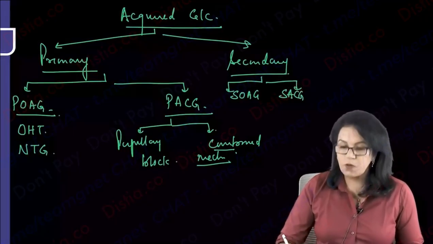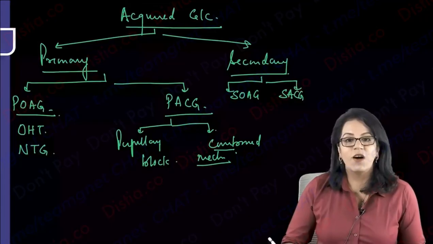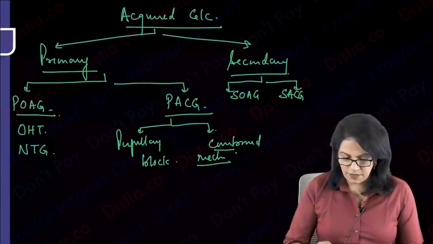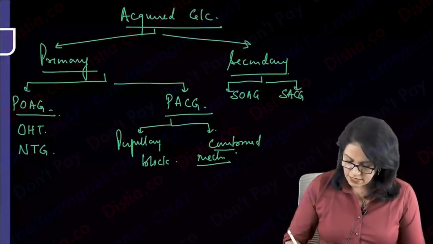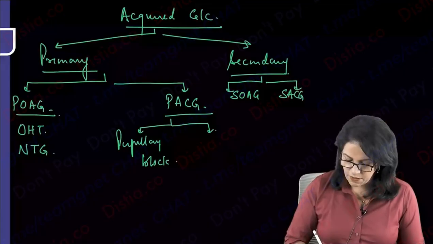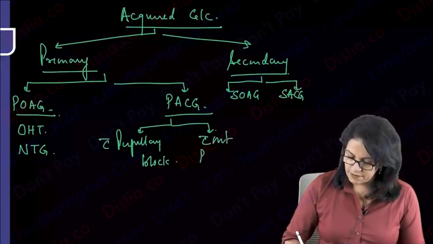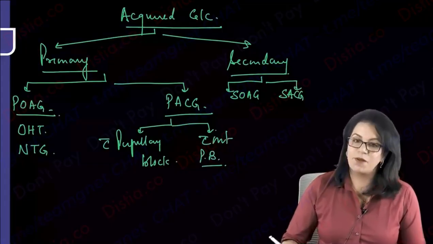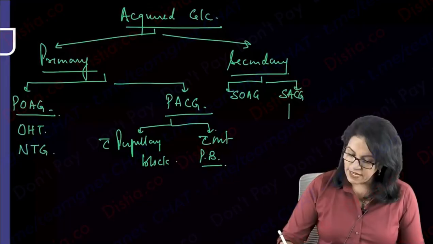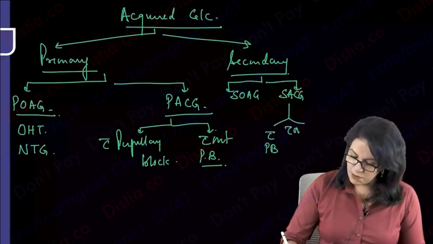Again, for closure it is simple, it can be either with pupillary block or without. Let's make it simple. Here also you can write it like this. Either it is with pupillary block or it is without pupillary block. PB is pupillary block. Similarly, secondary angle closure, again with pupillary block or without pupillary block.